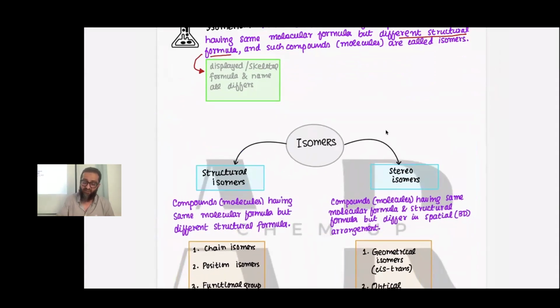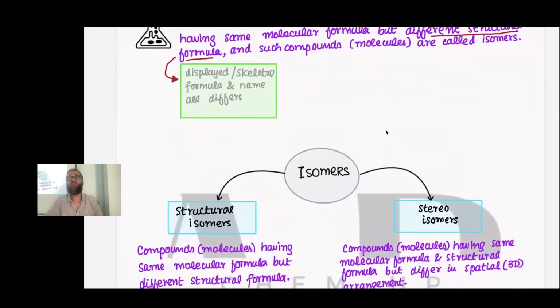So what is the difference between the structural isomers and the stereoisomers? Structural isomers can be defined as per the previous definition: structural isomers are the ones which have the same molecular formula but different structural formula. What are stereoisomers? What does stereo mean? Actually, stereo refers to three-dimensional space. Okay, 3D space, three-dimensional space.